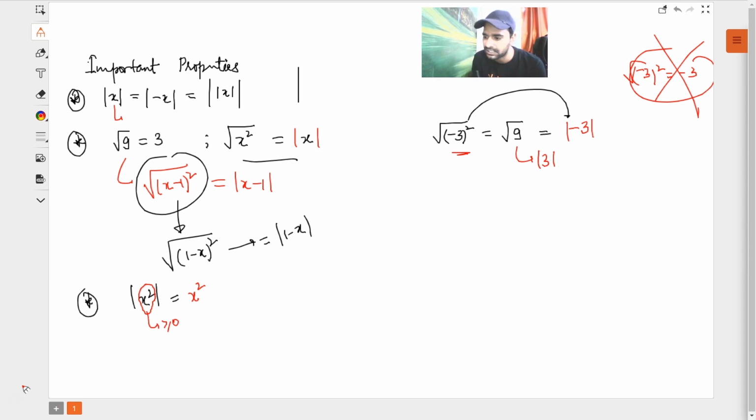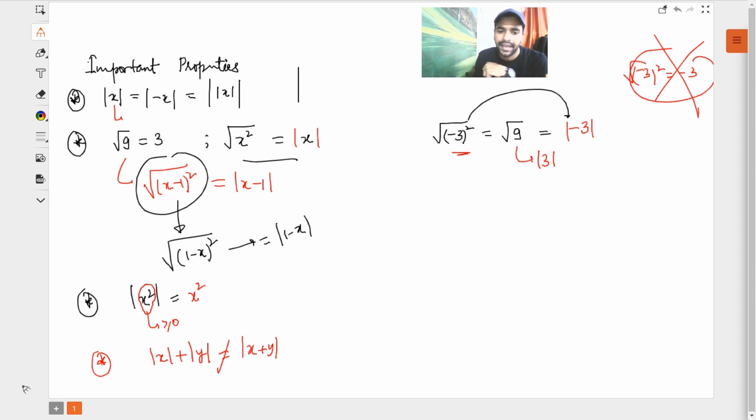Okay, let's learn some more properties of modulus. If I have something like mod of x plus mod of y, that means two different modulus, and I want to add them. I cannot write them as mod of x plus y. I'll tell you why. Number one thing is I cannot add them and put modulus.